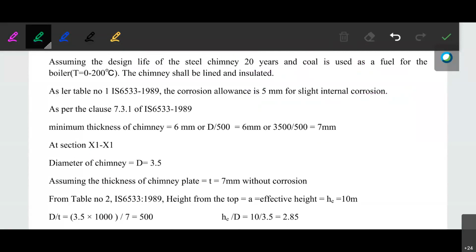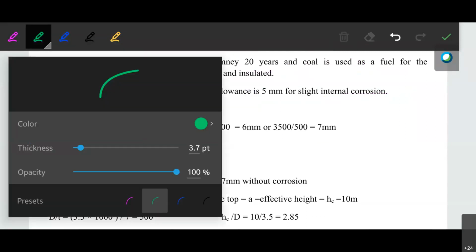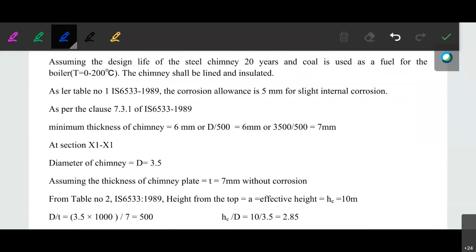Okay, next, as per our particular clause that we just saw, the minimum thickness of the particular chimney should be 6 mm or d by 500. Okay, so d here is the external diameter of that particular chimney. External diameter of the particular chimney was 3.5 meter. Okay, converting into mm, 3500 divided by 500 will give us the minimum thickness of the particular chimney as 7 mm.